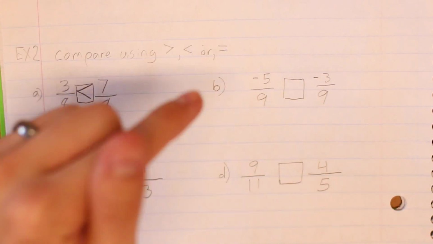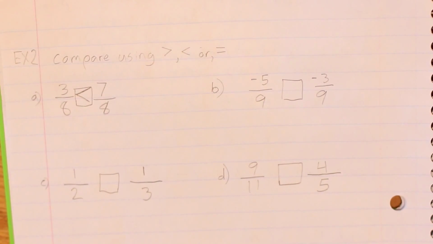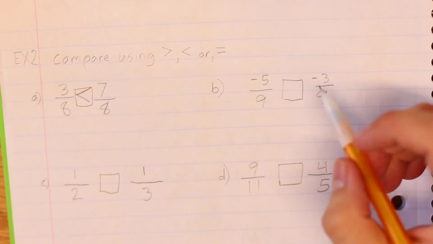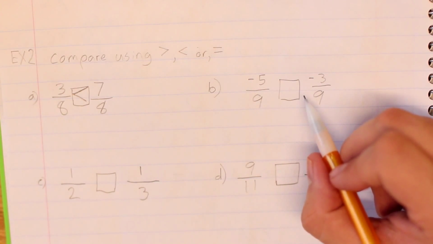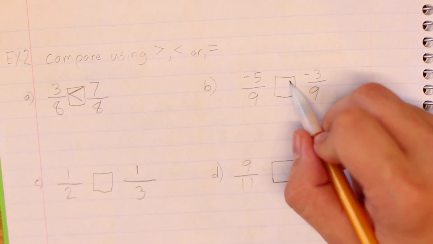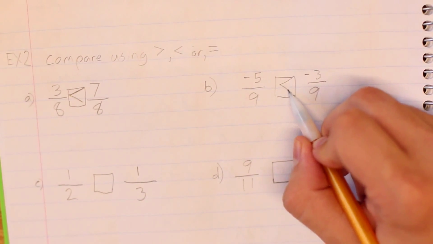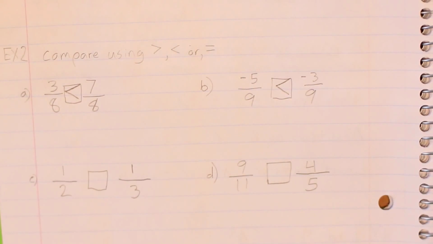All right, next right here, we have -5/9 and -3/9. I hope you remember how negative numbers work, because when both numbers are negative and you're comparing, you choose the smaller looking number. So 3 is smaller looking. So we actually say that this one is greater, okay? -3 is greater than -5, okay?